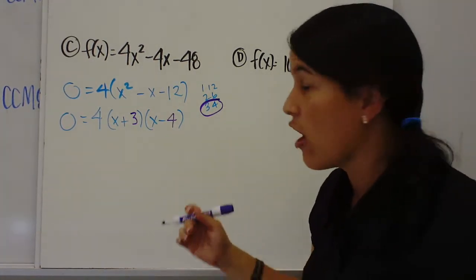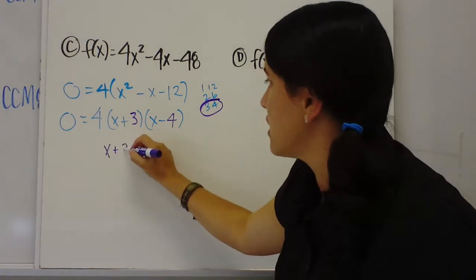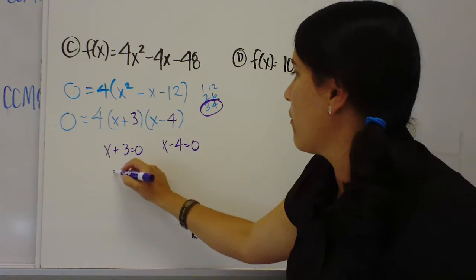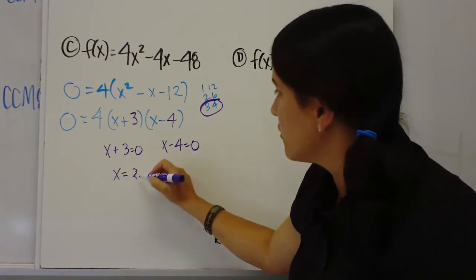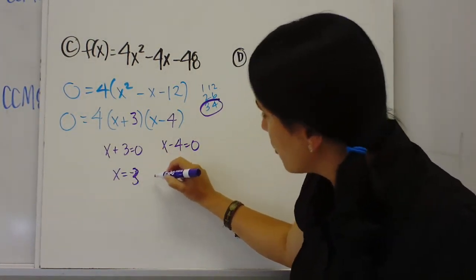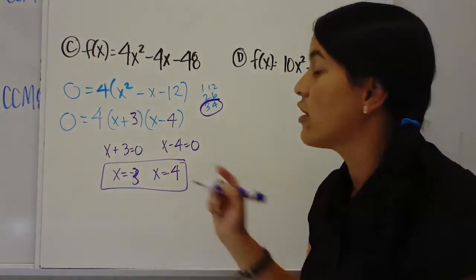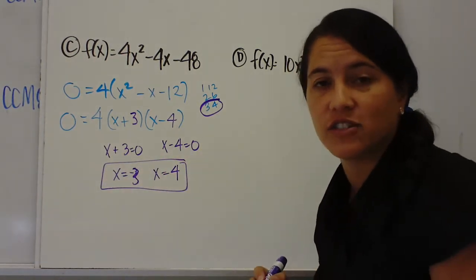To finish the solving process, we set them equal to 0. And we get x equals negative 3, and x equals 4. So those are your two solutions. Let's do another one.